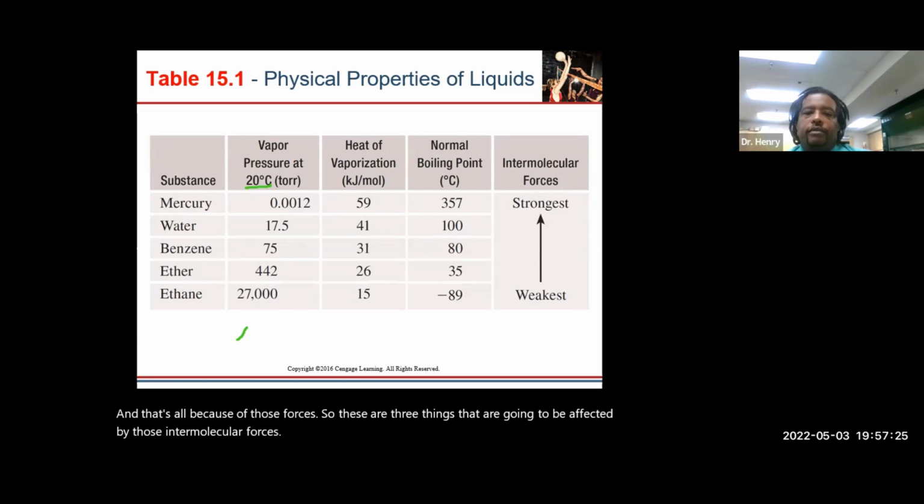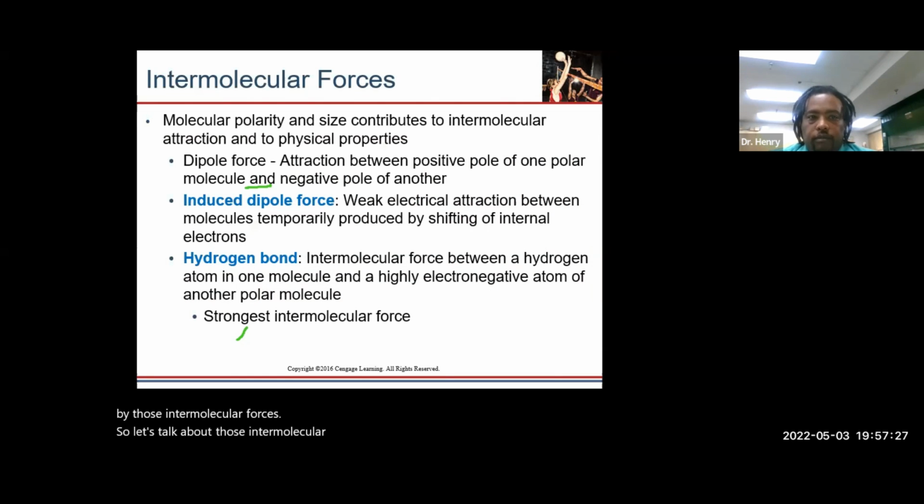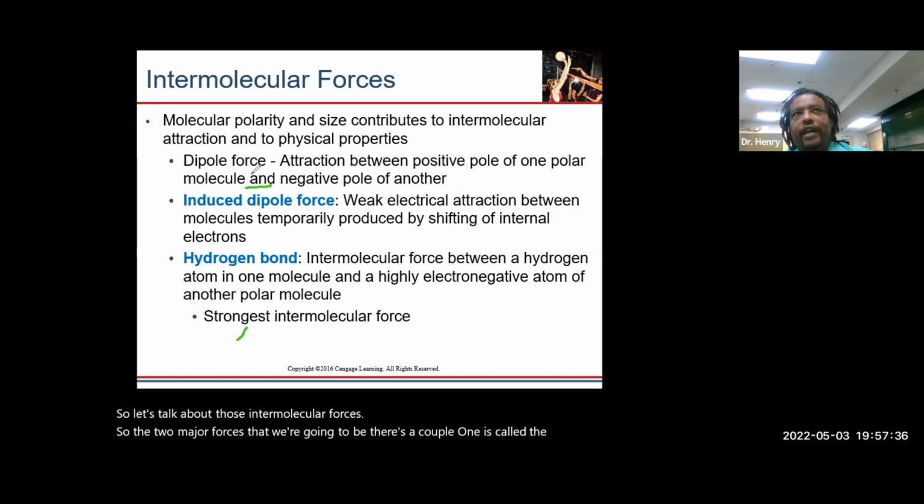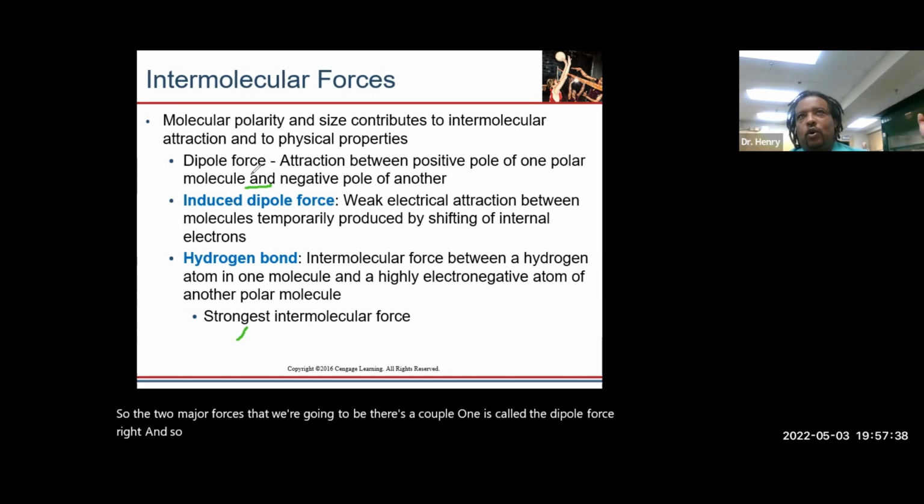So let's talk about those intermolecular forces. The two major forces that we're going to cover, well, actually there's a couple. One is called the dipole force, right? So that's a positive pole. You have a polar molecule that has a positive and a negative pole, right?